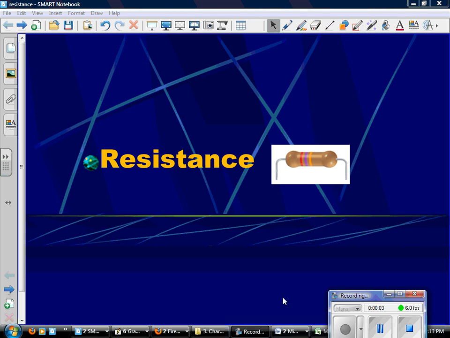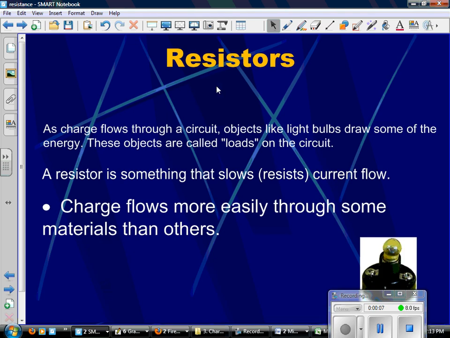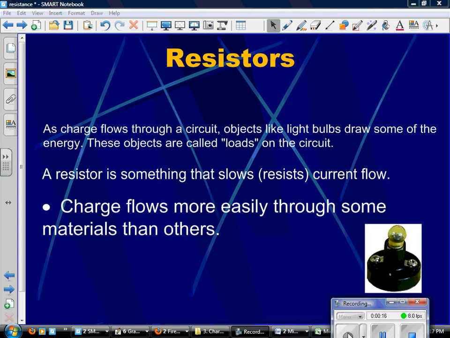So, resistance. Okay, so resistor: charge flows through a circuit. Objects like light bulbs draw some of the energy or power. These objects are called loads on the circuit. So a resistor is a load. It takes some of the energy. It slows the current flow, or resists the current flow.